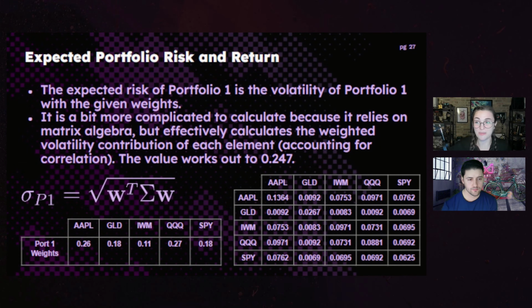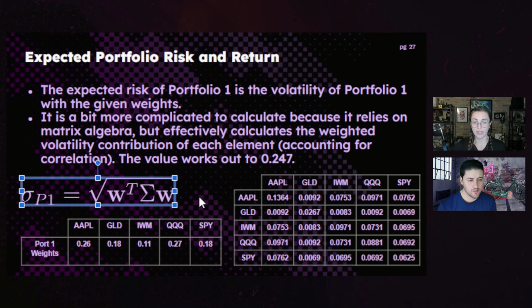Expected risk is a little bit more complicated. This is where the linear algebra kind of comes in. Again, linear algebra is basically a way to represent data that makes it a lot easier to work with. But what we're effectively going to do is we're going to take our covariance matrix, we're going to take our weights, we're going to do this calculation, which is the transpose of the weights times the covariance matrix times the weights. Square root of that gives you the volatility. All that we really need to know is that we're effectively taking a weighted volatility contribution from each asset and sort of using that to estimate the expected volatility of the portfolio.